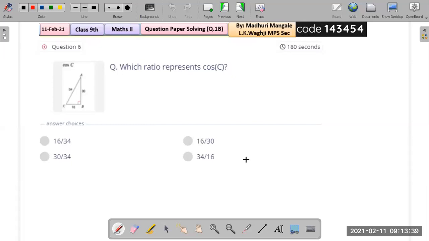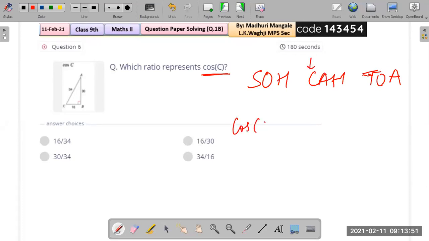Which ratio represents cos C? Cos of C. So again the formula or the rhyme. So ka to a. Okay, ka. So C stands for cos. Cos of C equals to AH. A stands for adjacent over H stands for hypotenuse. What do you mean by adjacent? Adjacent is the side which is not opposite and which is not the hypotenuse, right?